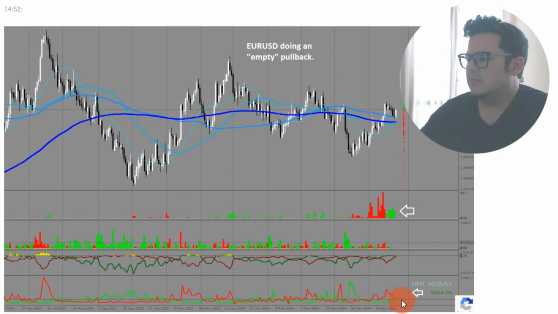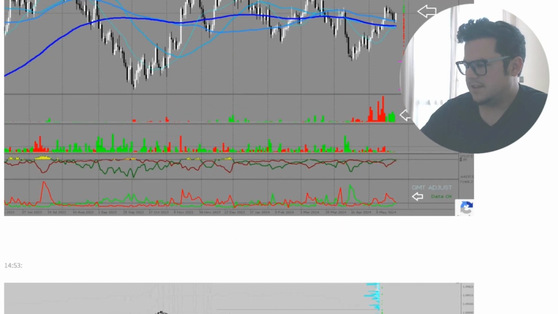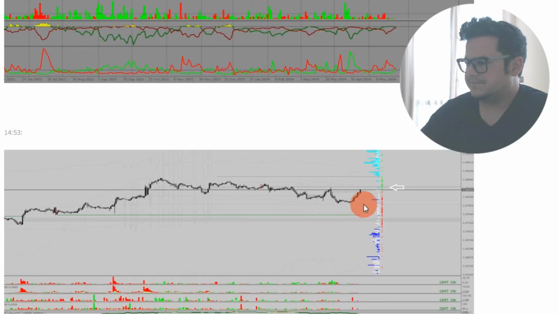If overall more longies will come in, so the green bars, and this will continue, and the buyers will try to buy the dip, which looks likely right now, then euro dollar will actually go down, and this empty pullback will turn into a trend resumption down towards the lower moving averages. You see? In that case, the green squeeze line would cross the red squeeze line to the upside, and more longies would come in. All right? And then they can go for the lower MTS as well.